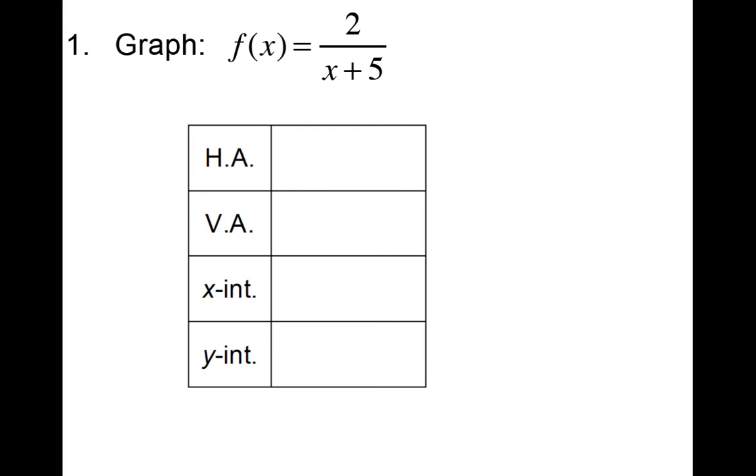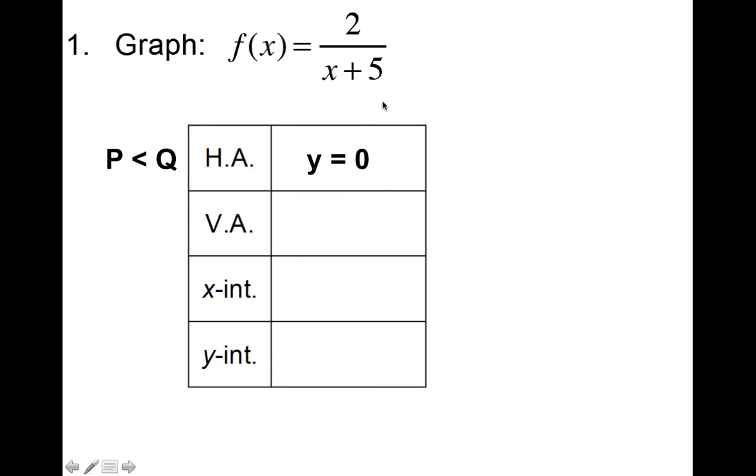Okay, so for number 1, we're supposed to graph f of x equals 2 over x plus 5. So for your horizontal asymptote, you look at the exponents. So notice there are 0 exponents on top and 1 exponent on the bottom. So that means the exponent on top is less than the exponent on the bottom. Whenever p is less than q, the horizontal asymptote is the equation y equals 0.